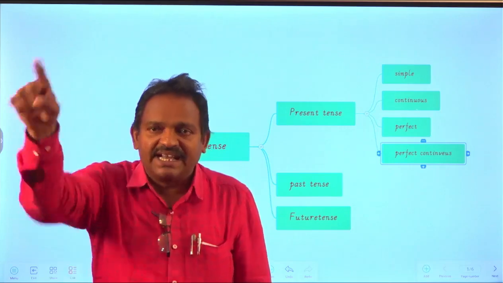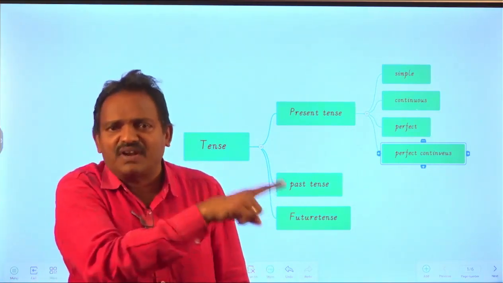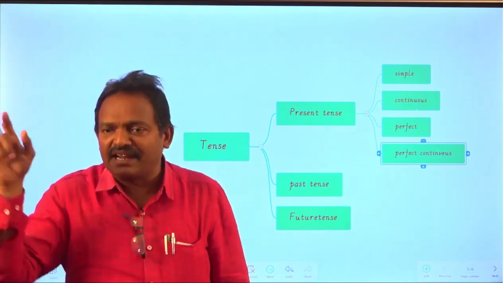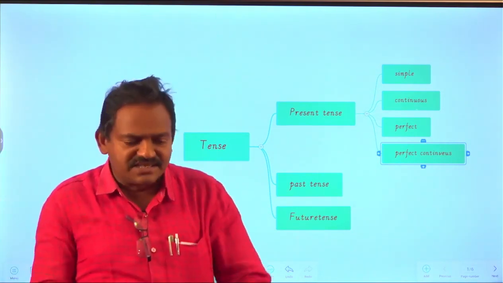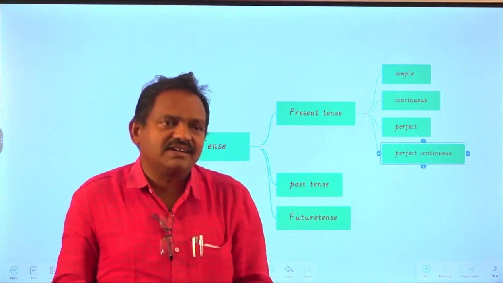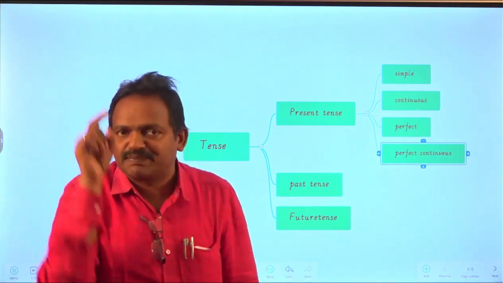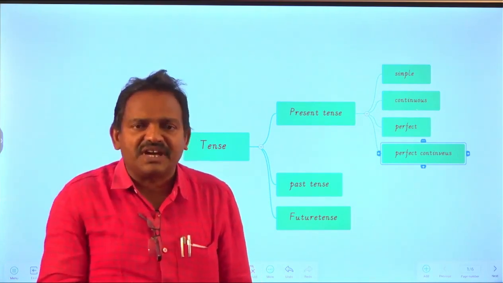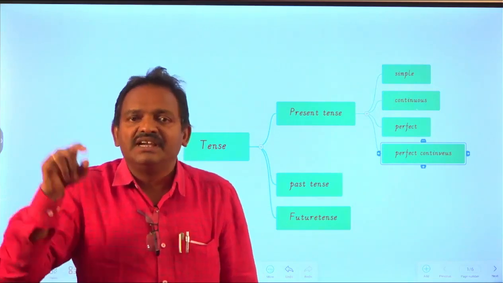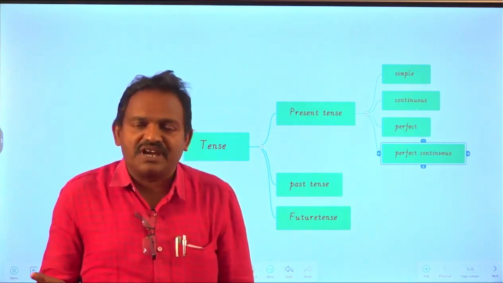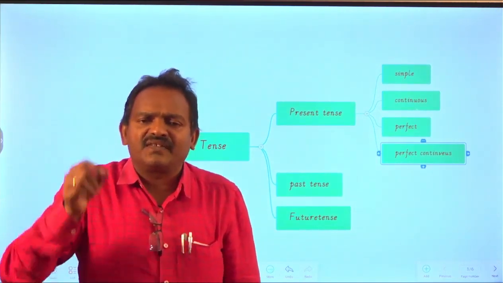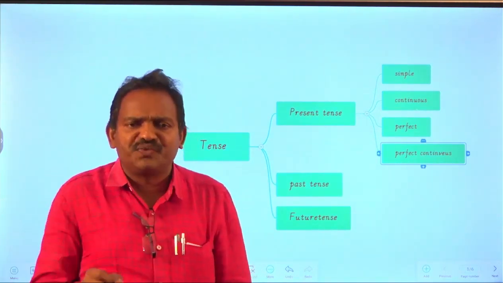For example, it has been raining for the last 4 hours. But again I say, it has been raining since 11 o'clock. Since 11 o'clock explains the point of time. For 4 hours denotes the period of time. So learning tenses is very, very important, which will be very useful in your life.